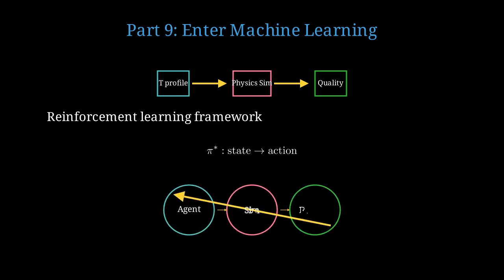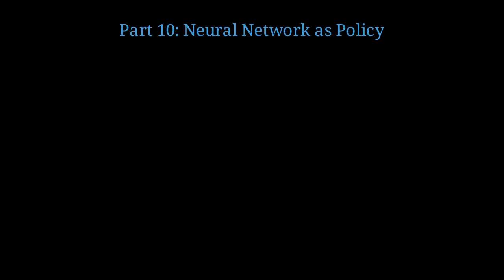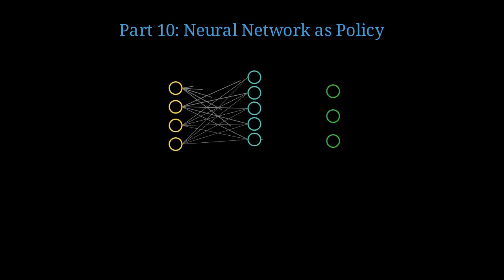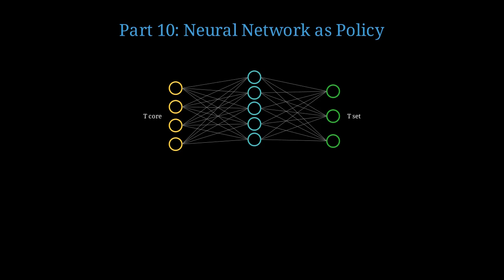The RL loop: agent proposes action, simulator computes state evolution, reward signal grades outcome, agent learns from experience. A neural network represents the policy, mapping sensor readings to control decisions. Input layer receives temperature sensors at various depths, hidden layers process spatiotemporal patterns, output suggests next oven temperature setting. The network maps current temperature profile and elapsed time to optimal oven temperature. It learns from thousands of simulated cooking runs.